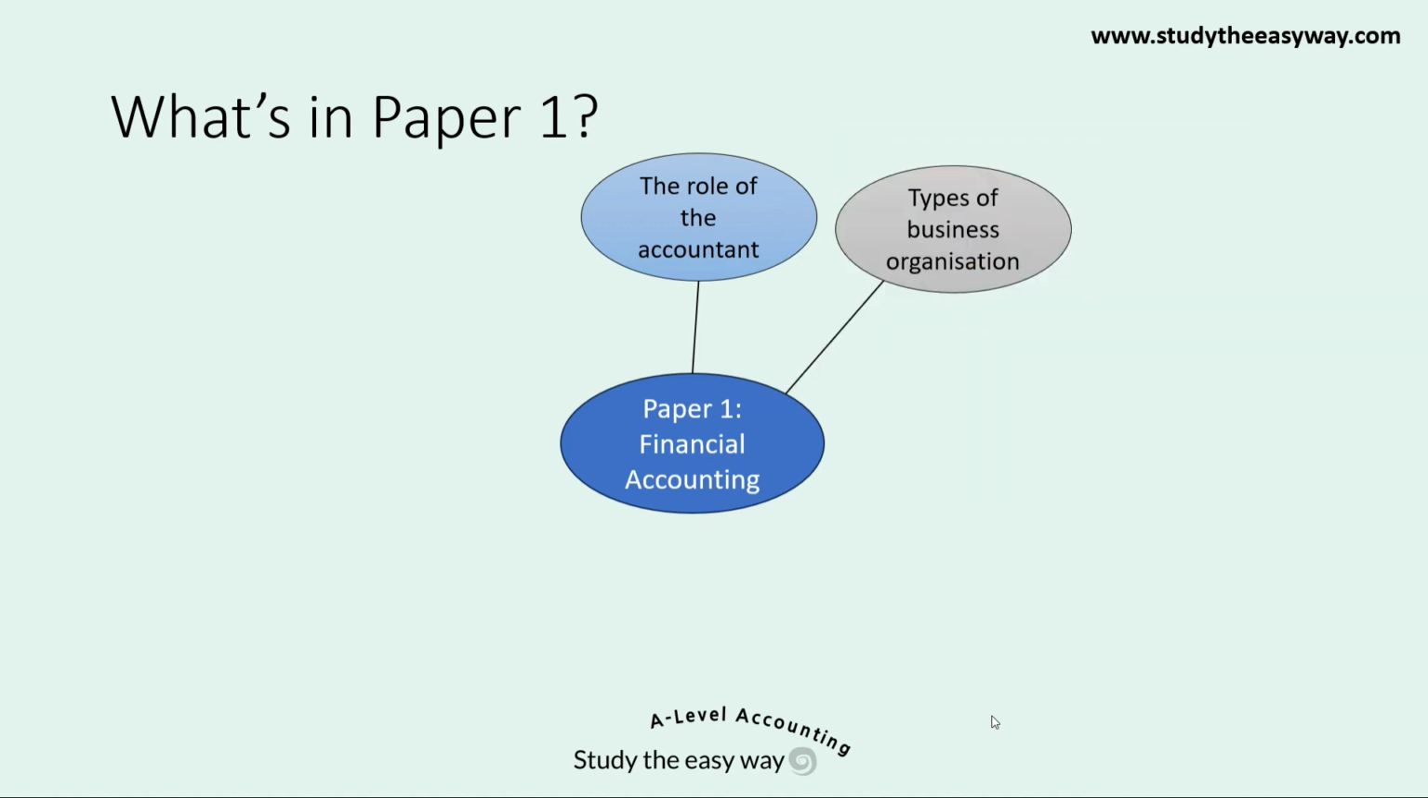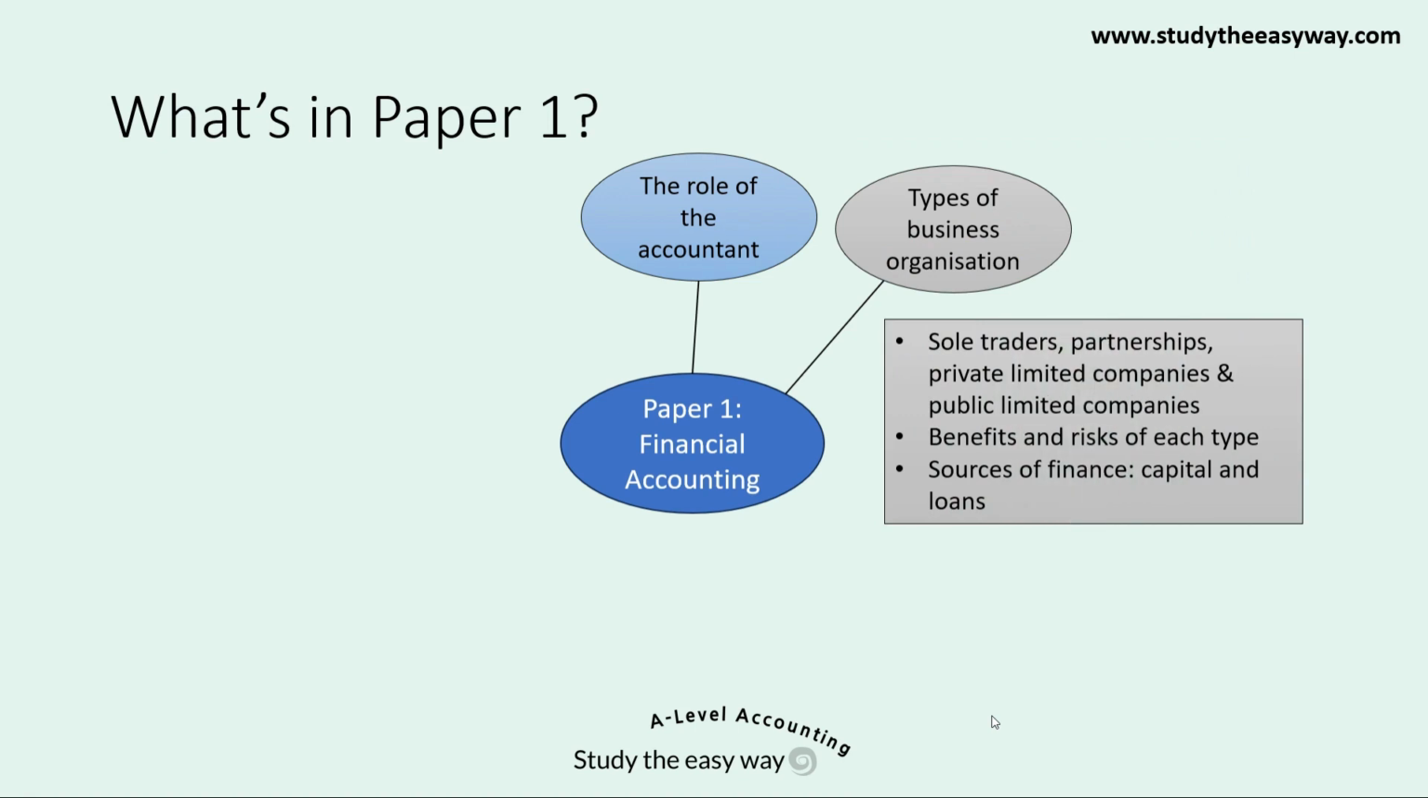Next is types of business organisations. You need to know the features of sole traders, partnerships, and private and public limited companies, the benefits and risks of each type of organisation, with a clear understanding about limited and unlimited liability. You also need to know about a set of possible sources of finance: owner's capital, partner's capital, share capital, bank overdrafts, bank loans, mortgages and debentures.